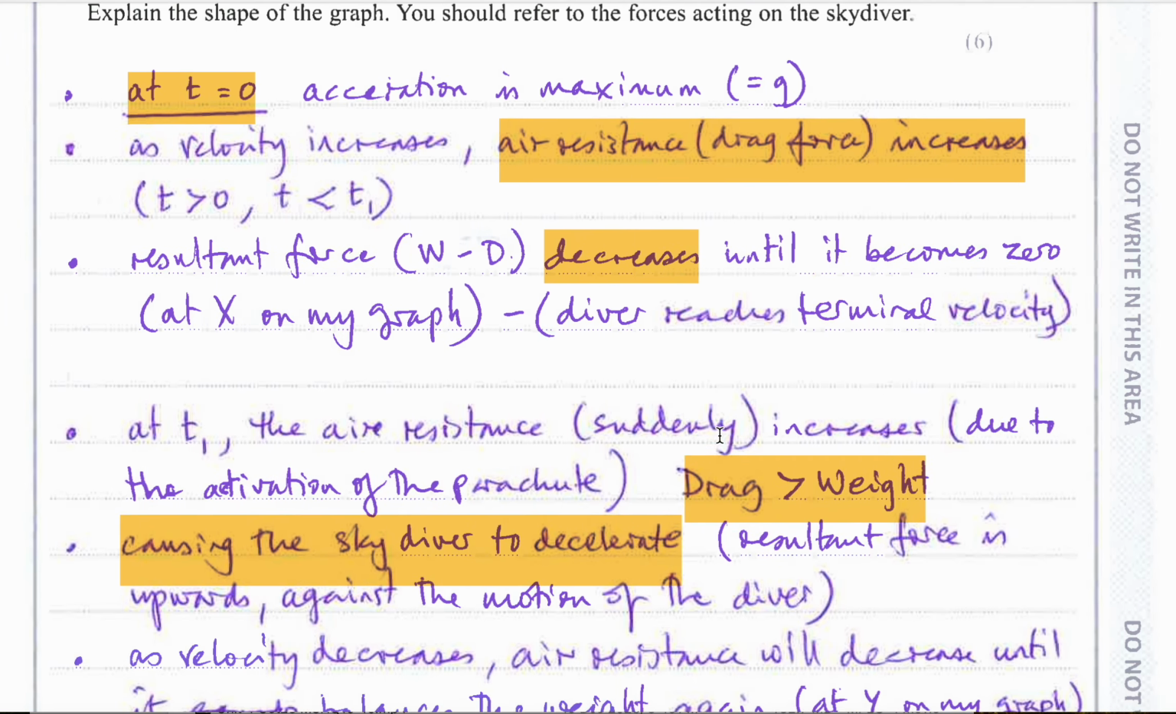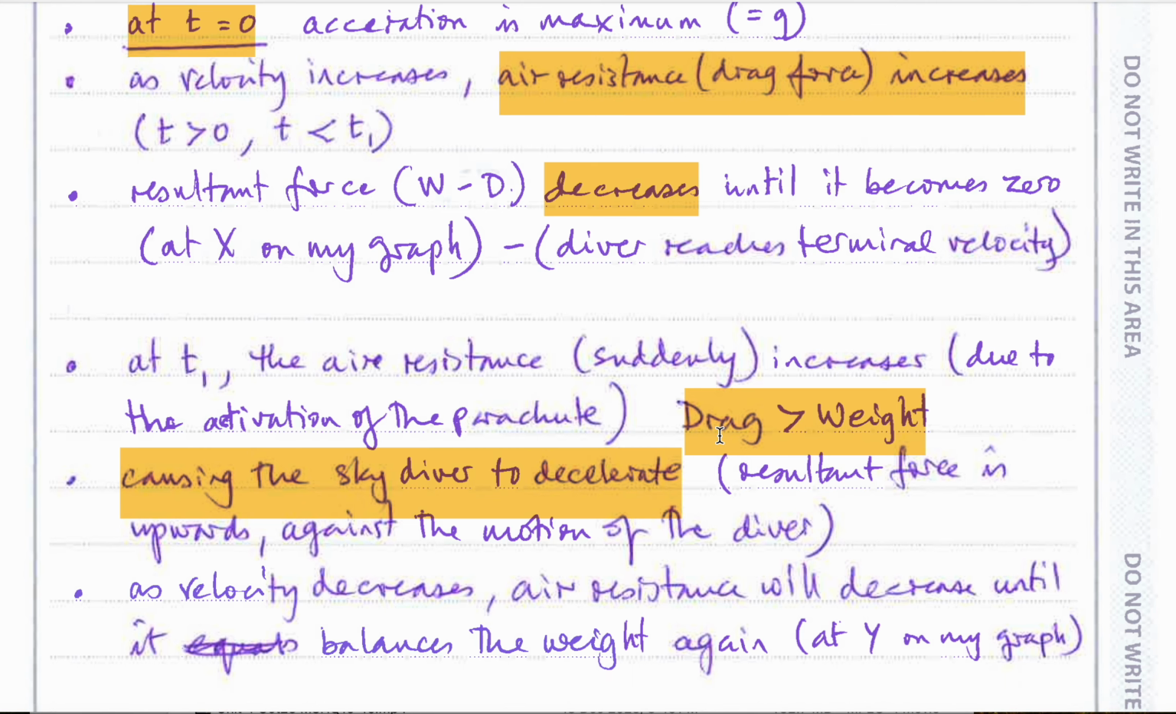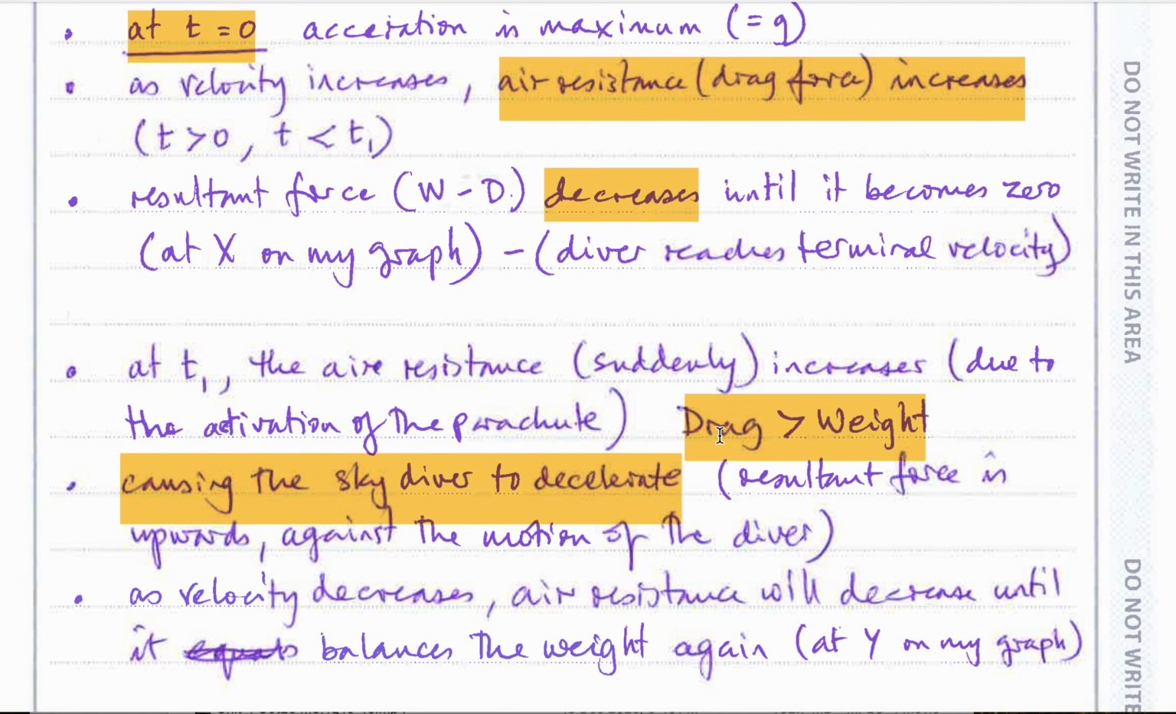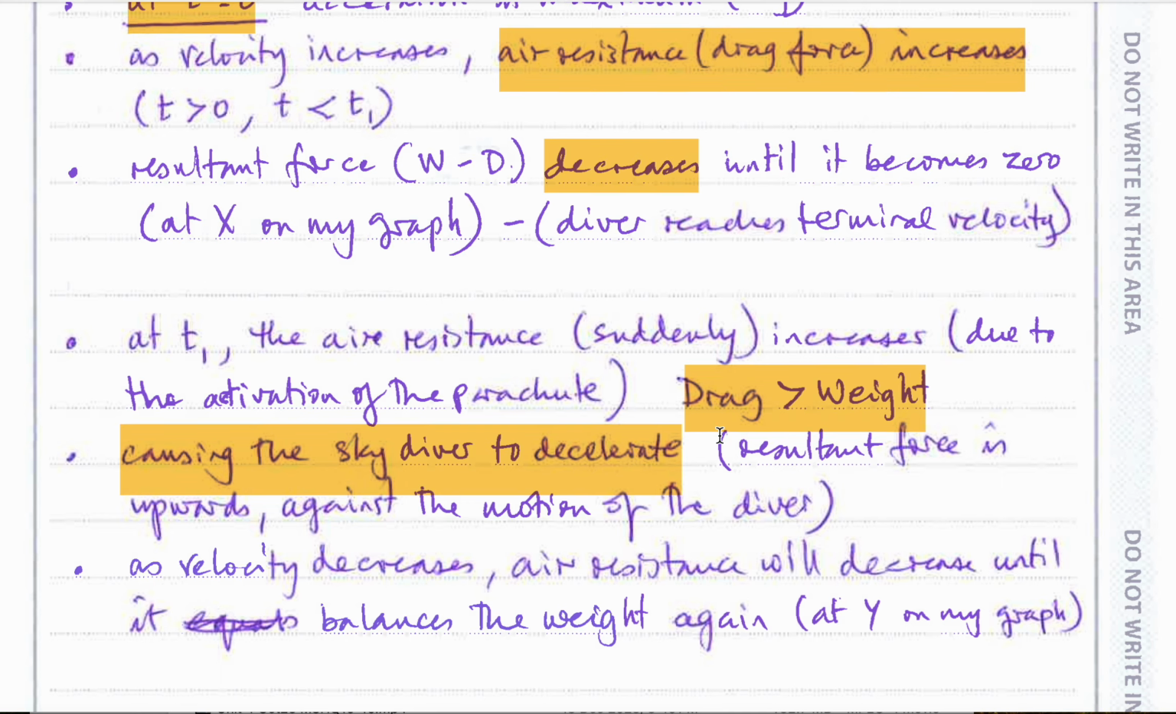So this is a good analysis for you with a parachutist. Normally they give you velocity time graphs. This time they've given you an acceleration time graph. Okay, hope that helps.